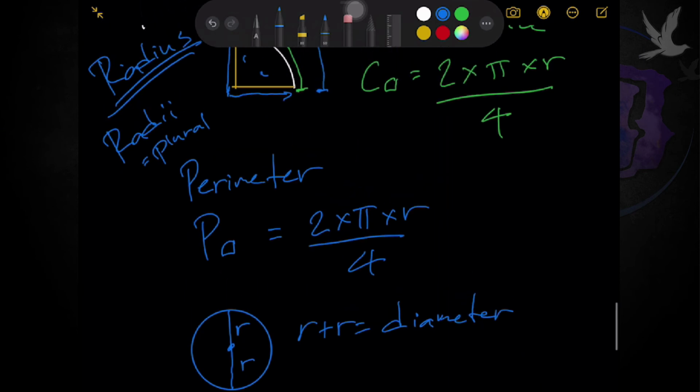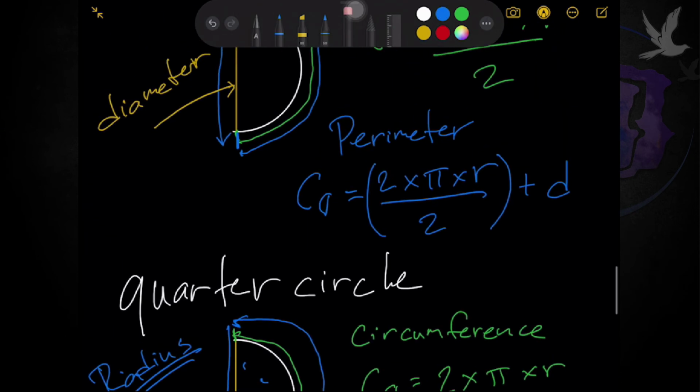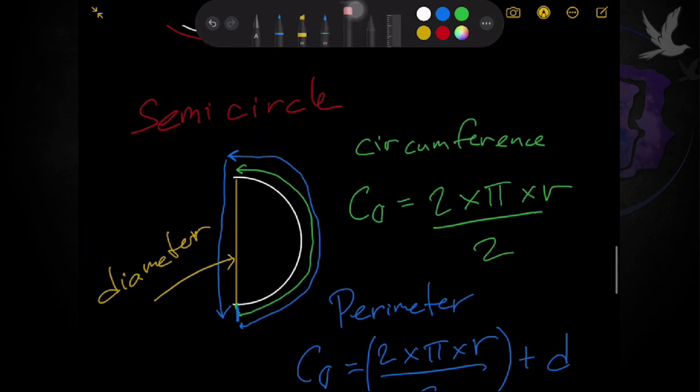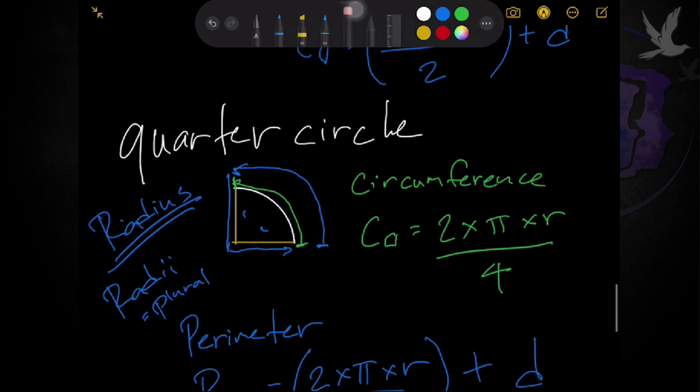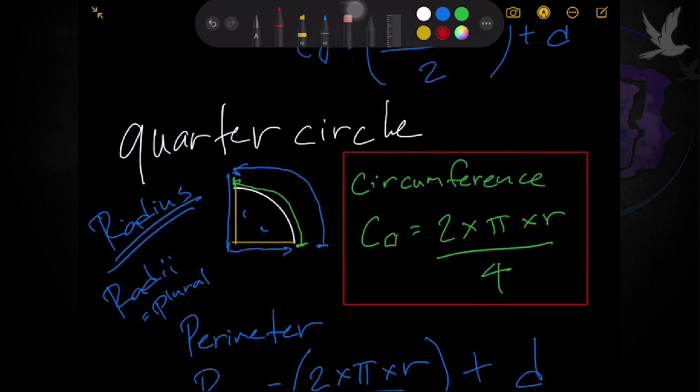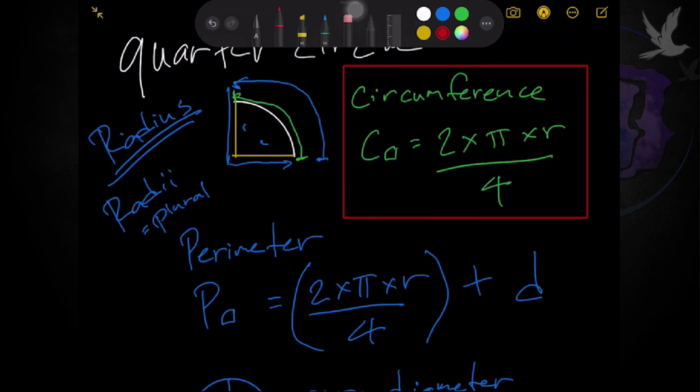Which means in this case, in our formula, we can now say after doing this, 2 times pi times r divided by 4, all you have to do is just to add the diameter. I'll keep it simple para hindi kayo malito. That's just the same as solving for the perimeter of the semicircle. Okay? Circumference alone of a quadrant is 2 times pi times r divided by 4.